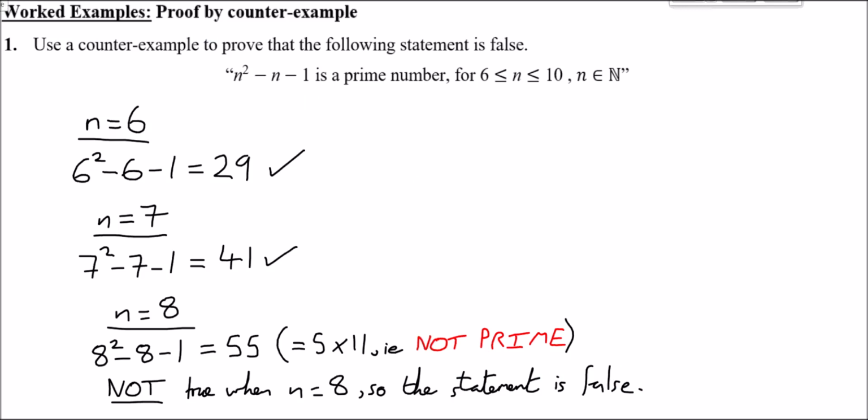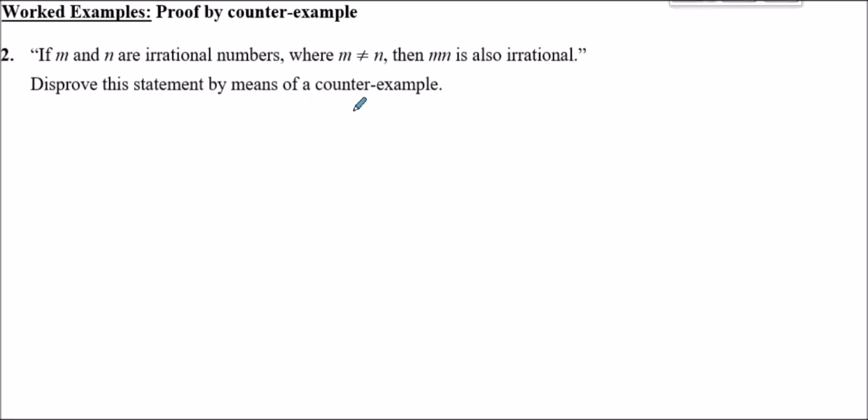Let's have a look at the second worked example. Worked example 2: if m and n are irrational numbers where m isn't the same as n, then mn is also irrational. Disprove this statement by means of a counterexample. So this is where warm-up question 2 could be helpful. We can use the same examples in warm-up question 2, or we could adapt them.